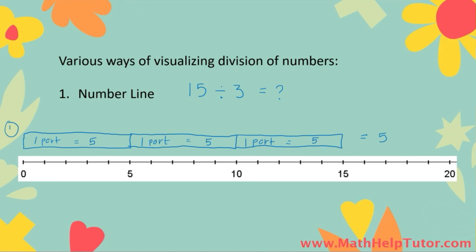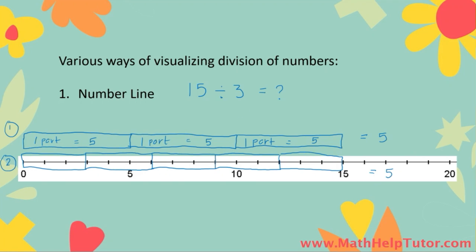Now, this problem could also mean: if we divide 15 into segments which are 3 numbers long, how many segments are there? So a second way of viewing division is to see how many segments that are 3 numbers long can fit inside 15. We can see that we have created segments that are exactly 3 numbers long, and there are 5 of these segments. So using this way of viewing division, we know that 15 divided by 3 is equal to 5.